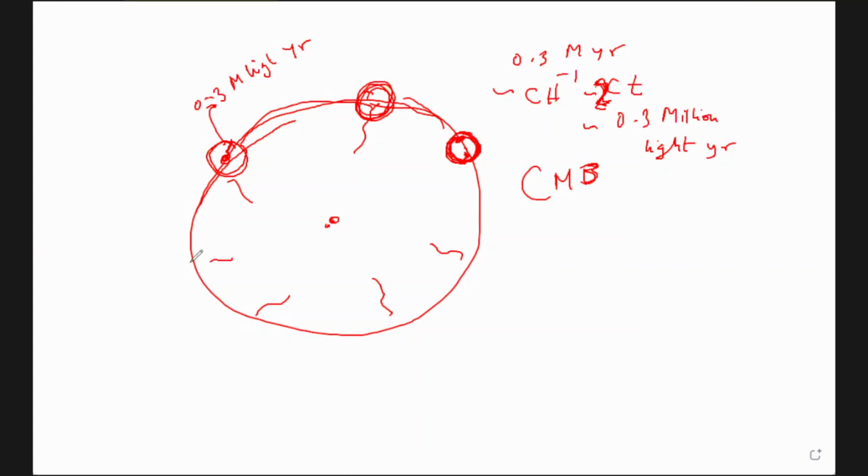So these points, this sphere, this sphere, this sphere, now the distance between them, at that time they were beyond their causal horizon. That means this bubble can never interact with this bubble, because all they can interact is within themselves, because that is the maximum distance light can travel till that time of the universe. Is it clear?